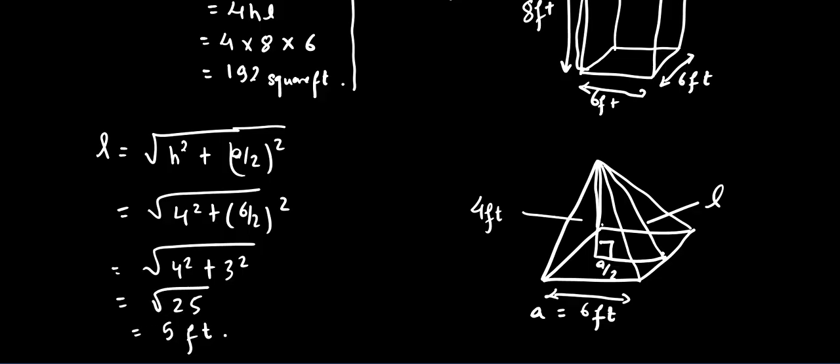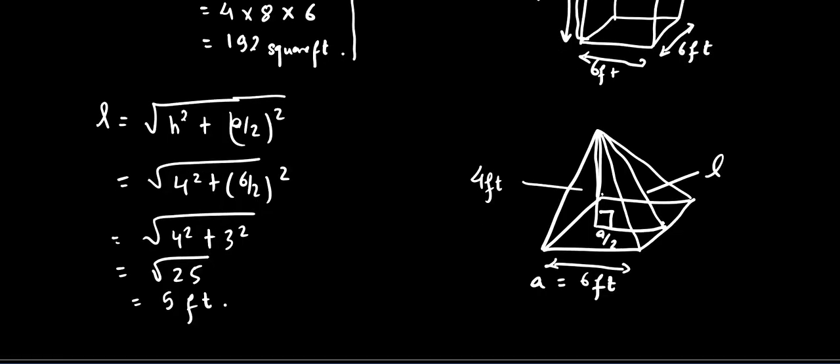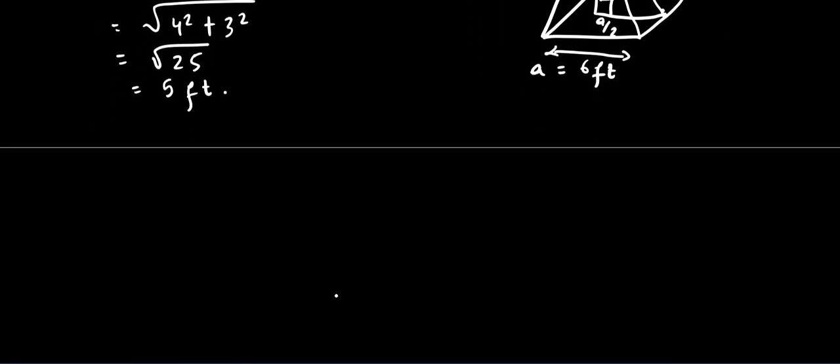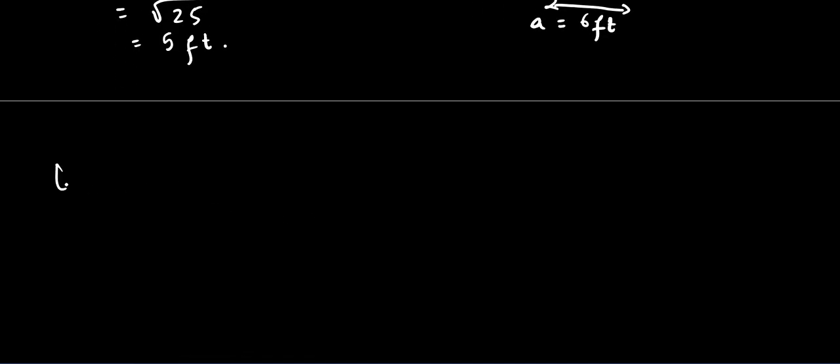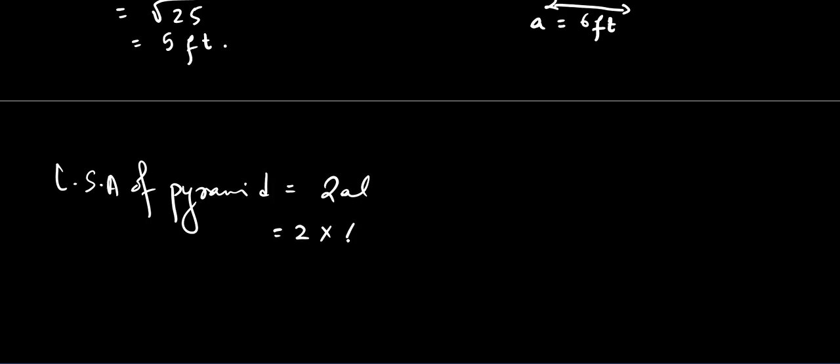Now, after finding the slant height, we can find the lateral surface area of the pyramid. So LSA of pyramid is what? 2AL. 2 multiply a is 6, multiply slant height, how much did we get? 5. That is 60 feet. Now we add total. Total LSA would be 60 plus.